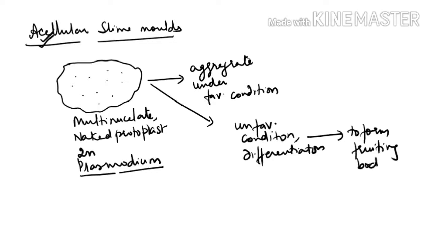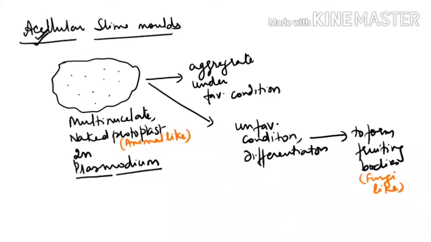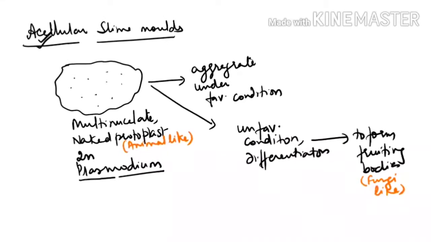Making a fruiting body is like a fungus character. So this character resembles a fungus-like character. And absence of the cell wall here resembles animal character. So slime molds are the ones which show the animal character in their vegetative body, and making the fruiting bodies on their vegetative body resembles the fungal character.